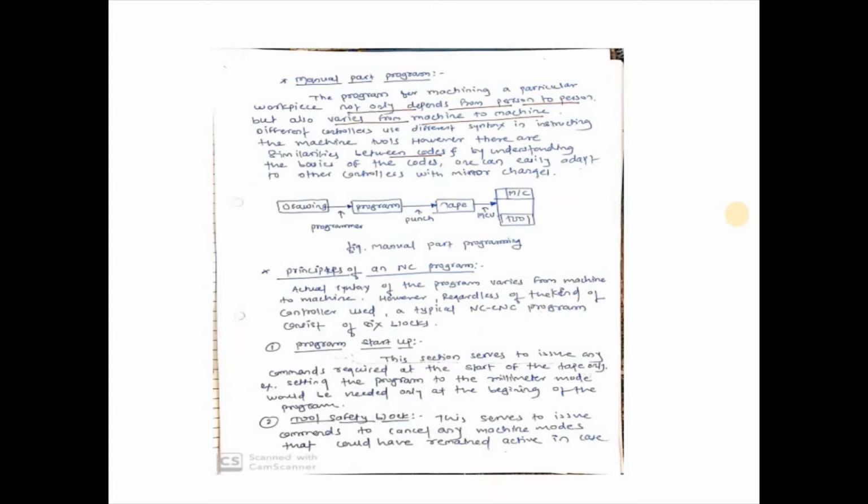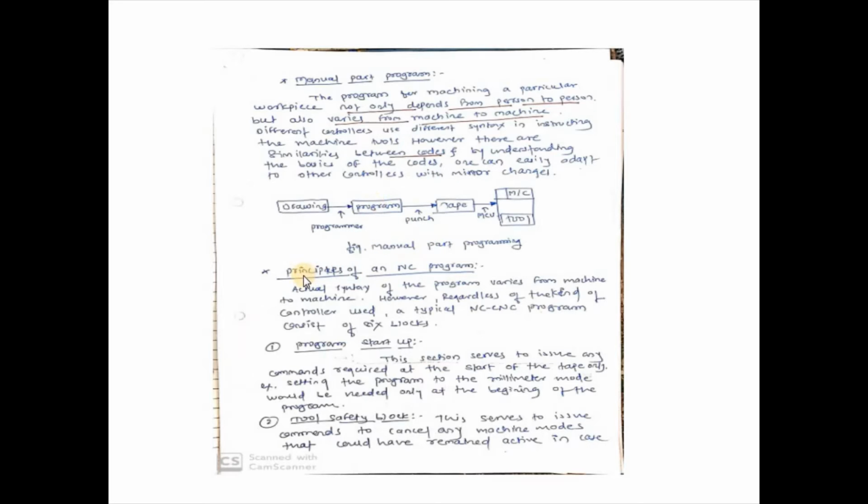So you can see this figure. In that figure you can see the first block is a drawing block. From the initial drawing, we are going to provide programming with the help of G code and M code. That program is put into the punch tape, and from that we provide it to the MCU. Okay, that is our operating machine. So this is the overview of the manual part program.